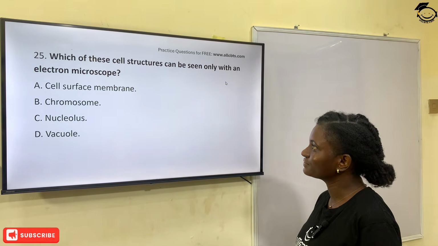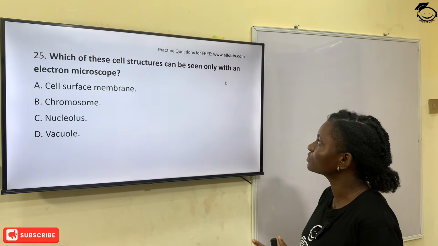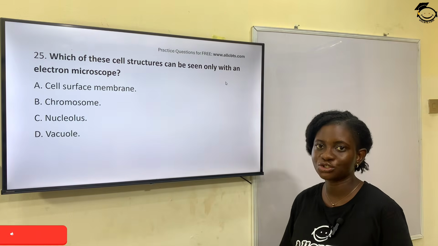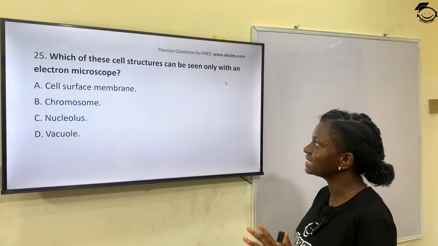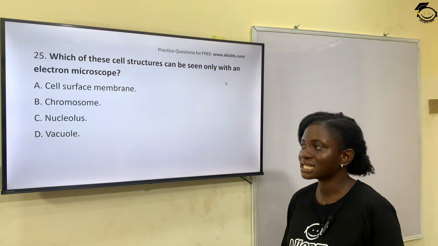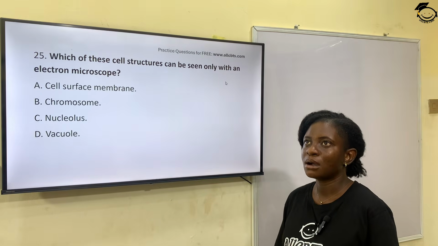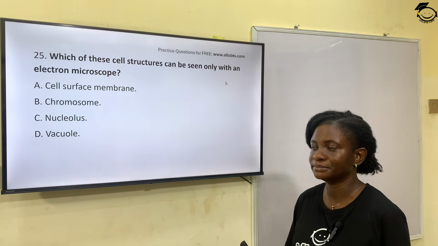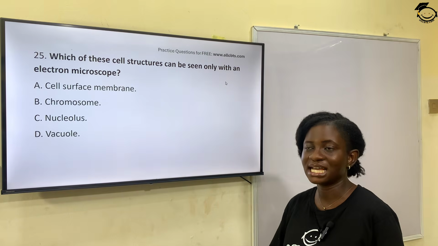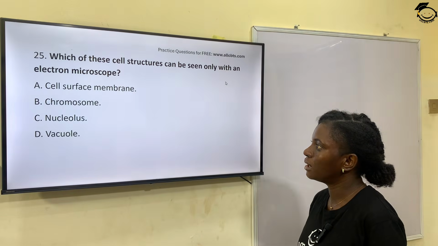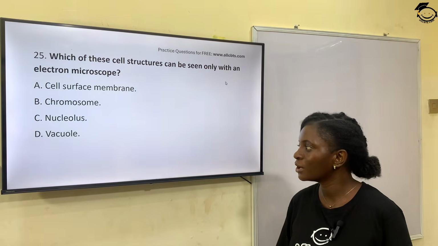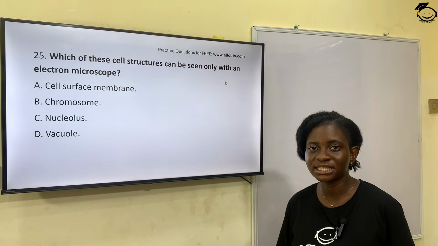Question 25. Which of these cell structures can be seen only with an electron microscope? So what is an electron microscope? It can magnify and enhance visibility more than a light microscope. So option A, cell surface membrane, option B, chromosome, option C, nucleolus, option D, vacuole.